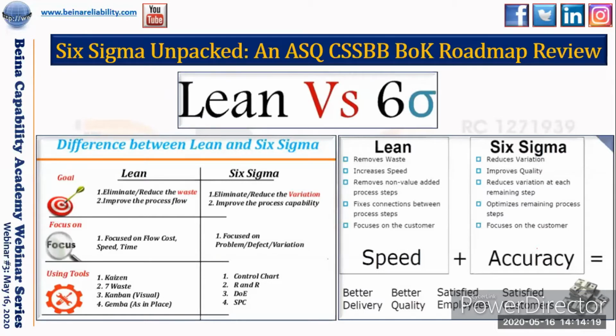Now, when you combine Lean and Six Sigma, what do you get? You get speed and accuracy. So it means that I'm able to deliver this faster, yet I'm delivering on target. I'm delivering on target in a faster time. So that's why we say, speed plus accuracy is what Lean Six Sigma gives you.